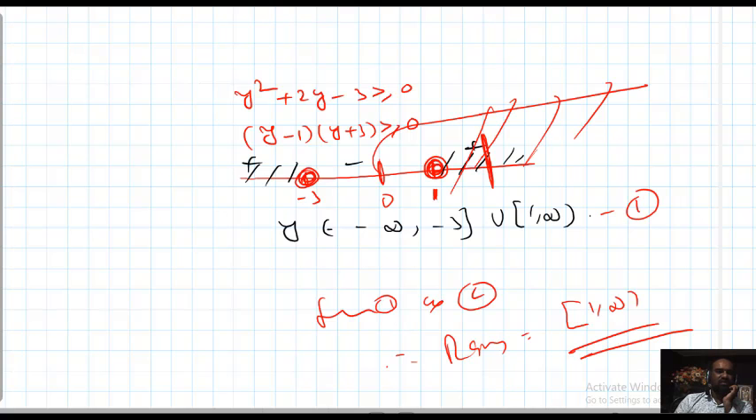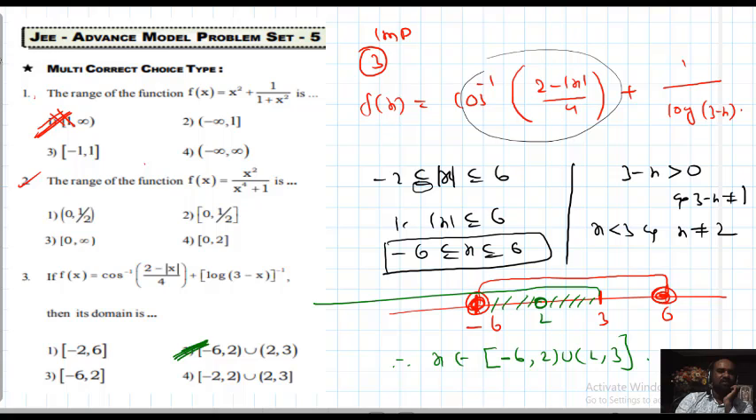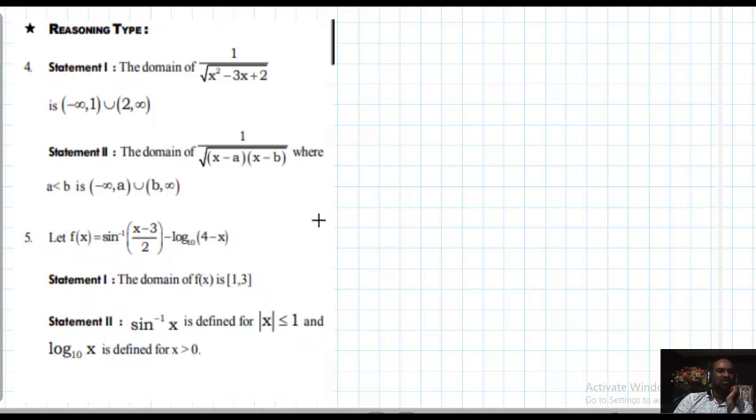Students, I want to cross-check. This is multi-type, no? But all are single answer type questions. Range means single only. Range also single only. Domain also single only. No problem. Next, reasoning type.